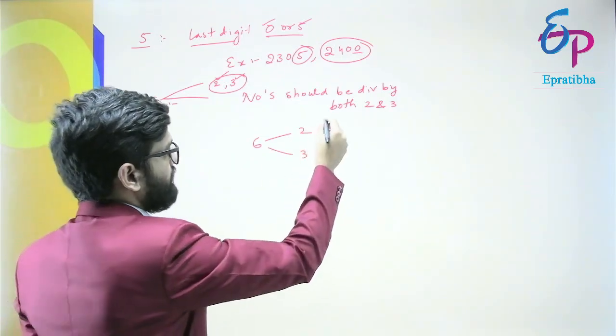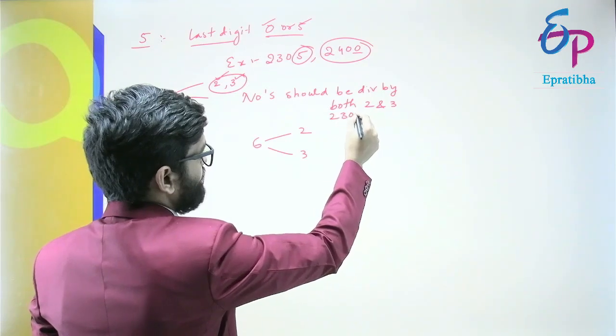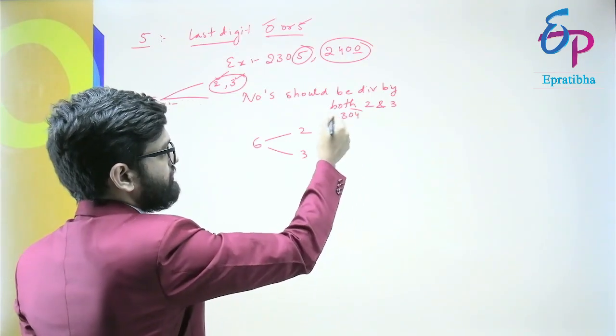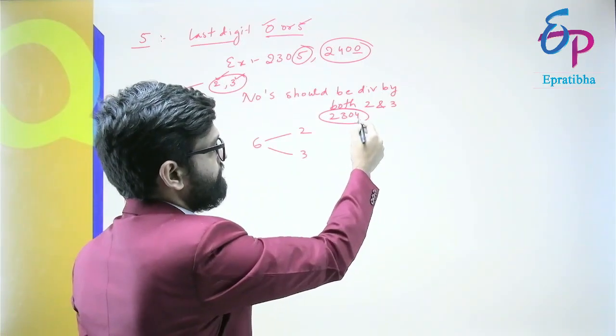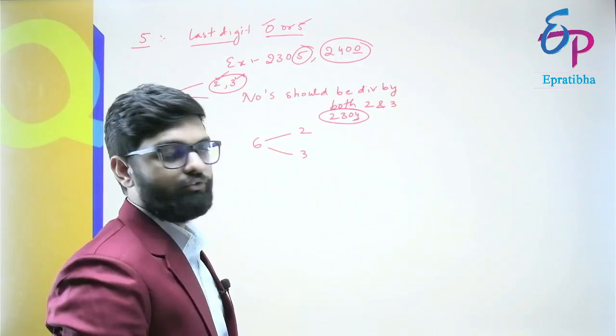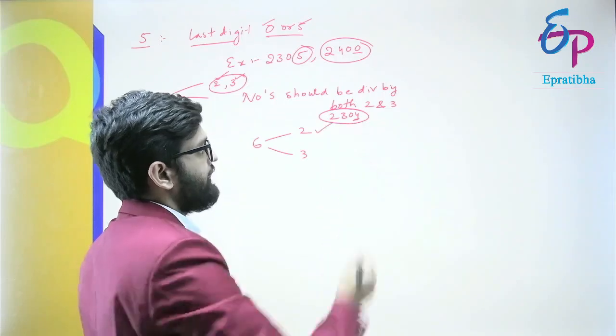So if you take one number, if you take 2304, how can you tell whether a number is divisible by 2 or not? You just have to see the last number, right? What is the last number here? The last number is nothing but 4. So it is divisible by 2.